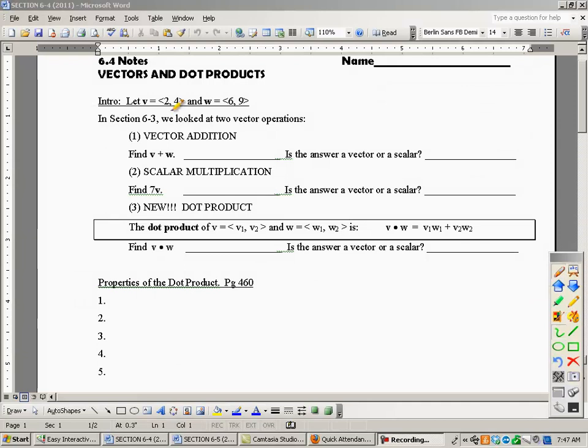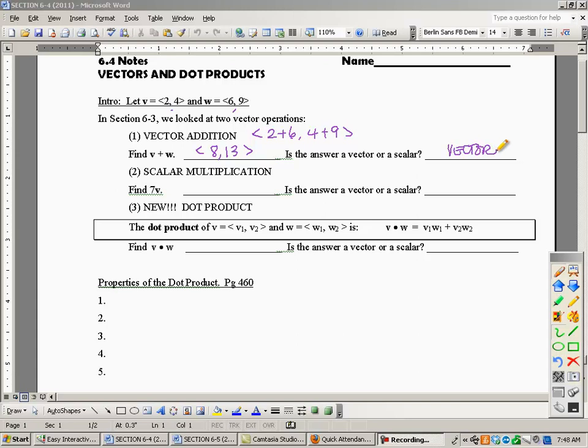These two vectors v and w are in component form, which means they start at the origin and you can see the movement. And we want to talk about what we did yesterday. In 6.3 we did the addition. And if you do the addition, we said, okay, add the x's, so 2 plus 6, and add the y's, 4 plus 9, and you end up getting a new vector, 8, 13. Okay? Is this answer a vector or a scalar? Because it's still in component form, this is a vector.